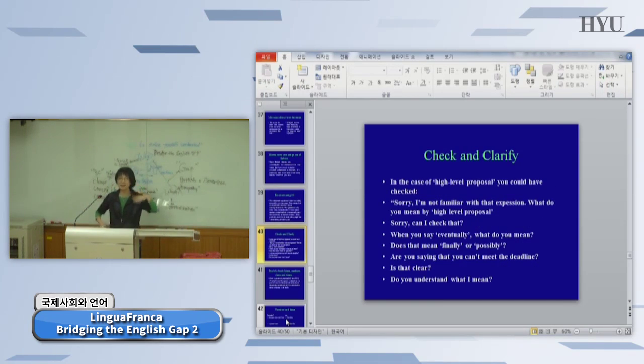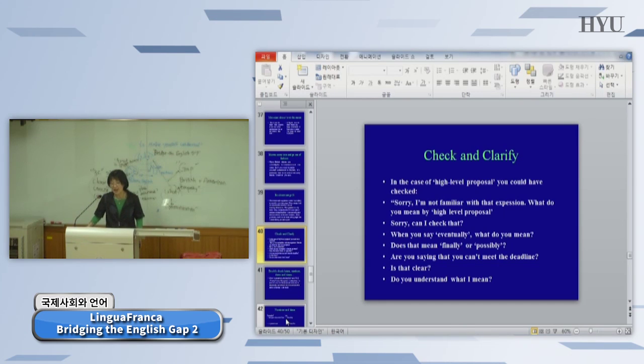The second one is, if you are communicating with native speakers or other English speakers, you continue to check and clarify. If you have a question, you should ask. If you don't understand, you must confess you don't understand. Don't pretend. Ignorance is no sin. Pretending to know is a sin.